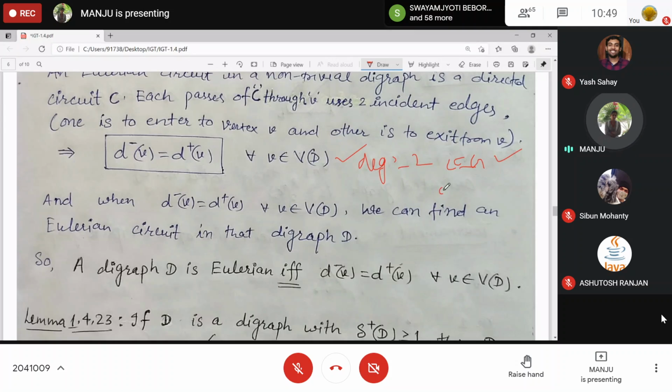Here it was degree at least 2. One is this one and another is this one. Clear? For a cycle, every vertex has to be incident with at least 2 edges, right? So that we can choose one to enter the vertex and another to exit. But what about here, in a digraph? In a digraph, we need a directed circuit, or a directed cycle. Clear? Yes, ma'am.